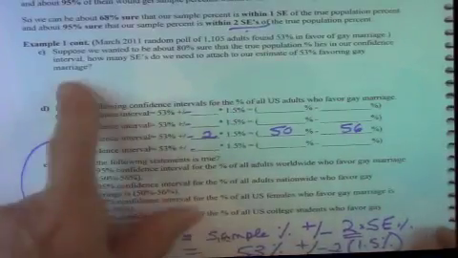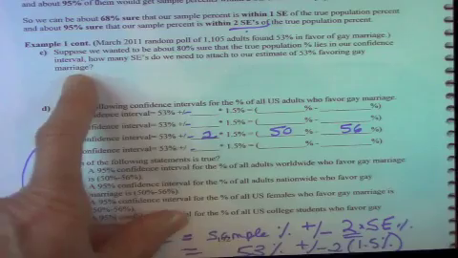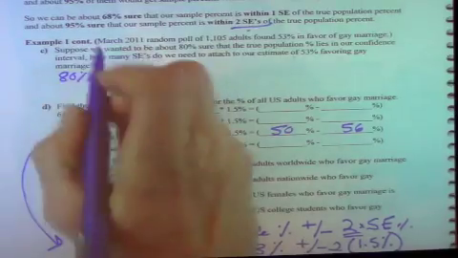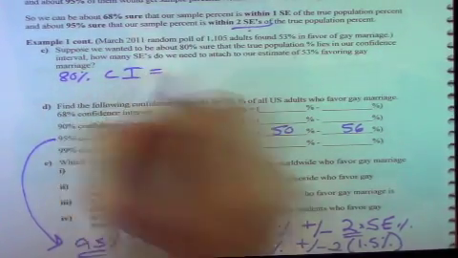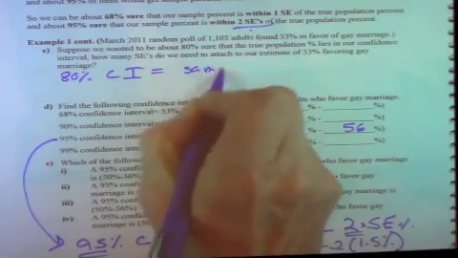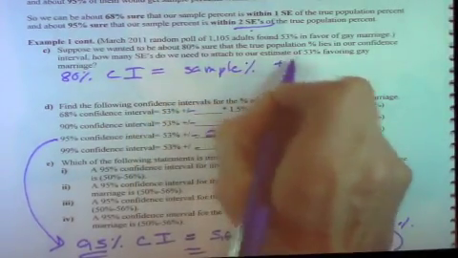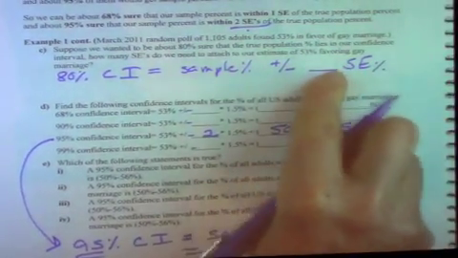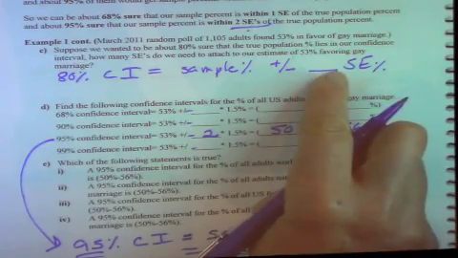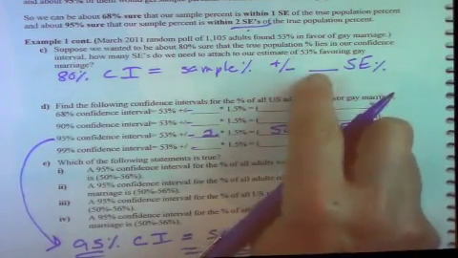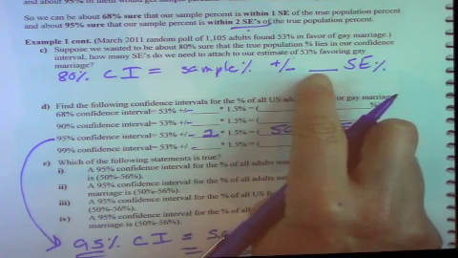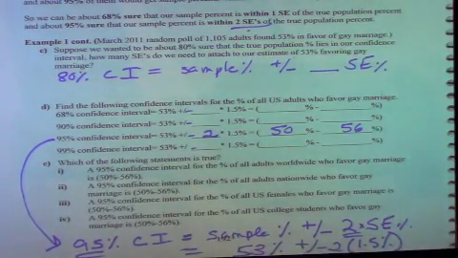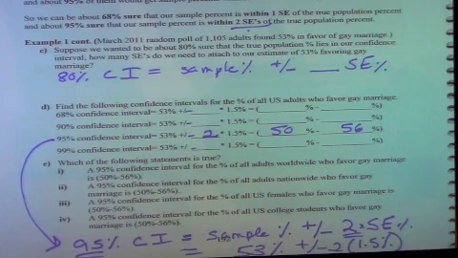Now, what if we wanted to be 80% sure? You never see this, but I want you to get the idea. An 80% confidence interval would be what? It would be our sample percent plus or minus something times the standard error for percent. Now, what should I put in there? Look in the back of your books and see if you can figure it out. You have to use the normal table. What do you think should go in there?